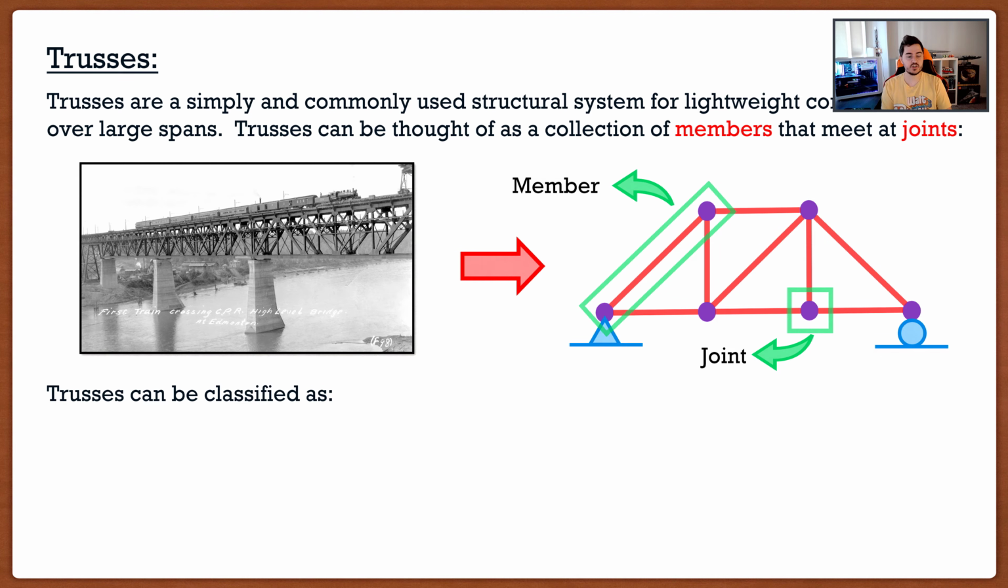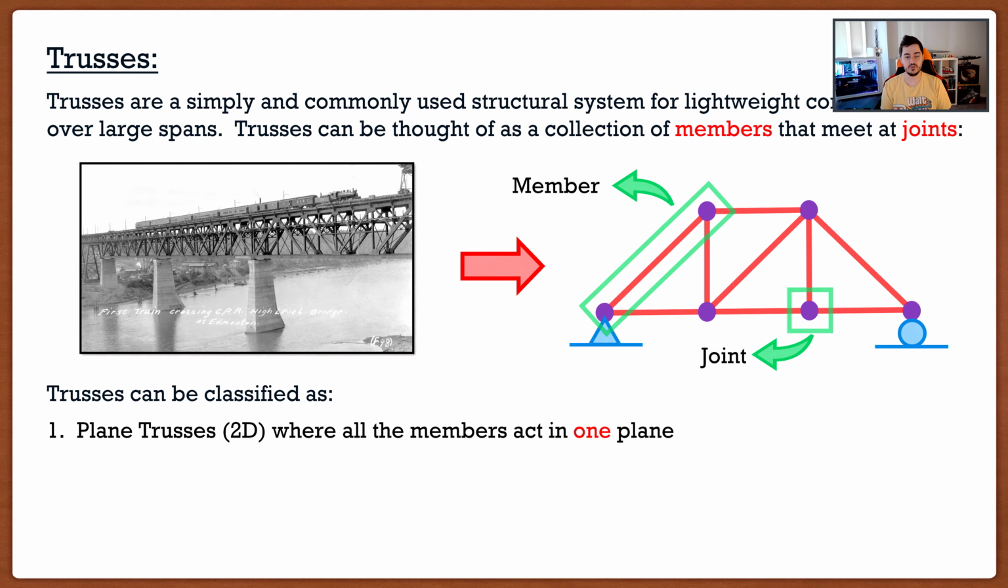Now, trusses can actually be classified as two different things. The first one is a plane truss, or a two-dimensional truss, where all the members act in the same plane. The best example is actually the truss above and the truss that I drew using the PowerPoint clip art. Because if we look here, the truss is actually just two members that are side by side and the railroad is in between. But those two members all act in the same plane, those two trusses.